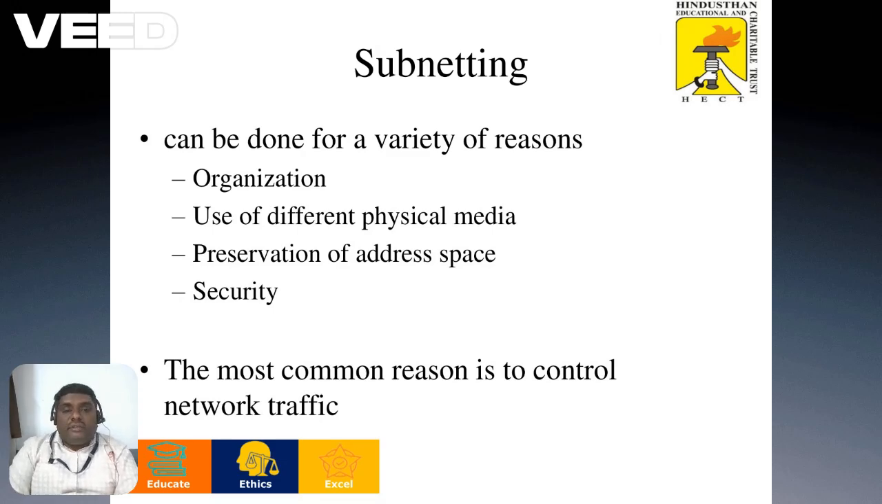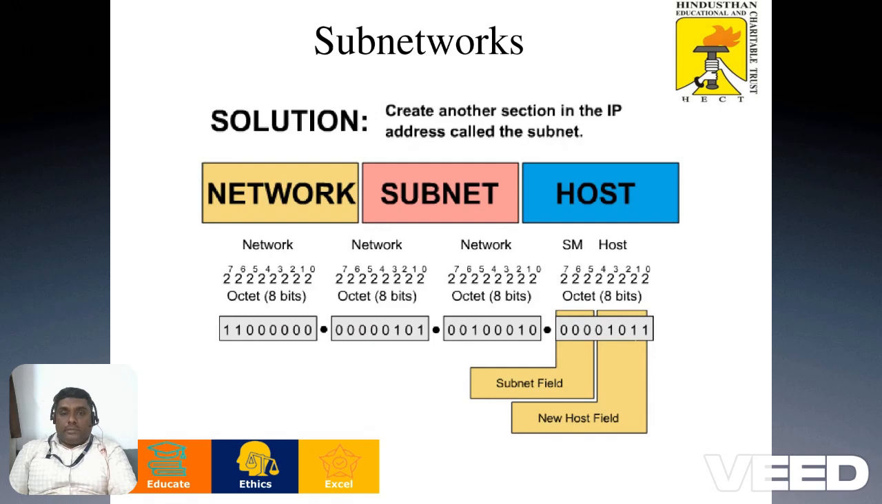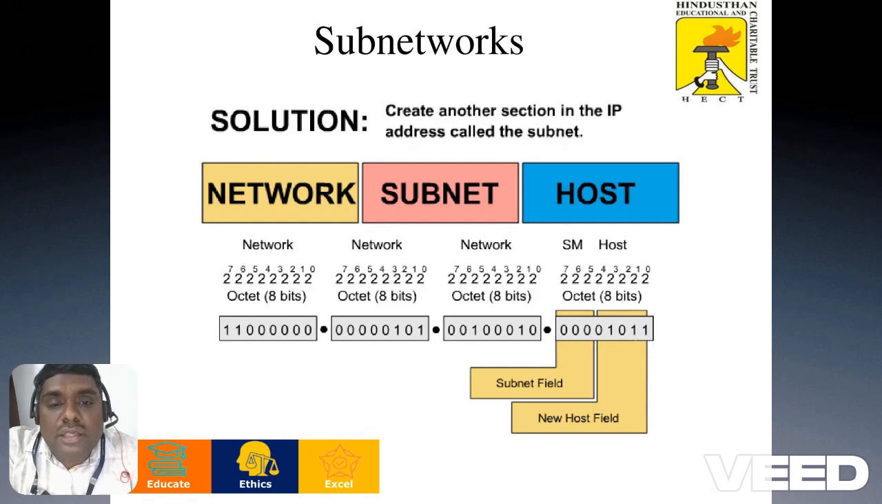Subnetting is created for a variety of reasons, like organizations, different physical mediums, preservation of address space, and security. It is mainly used for controlling network traffic. To create the subnet address, a network administrator takes bits from the original host portion and designates them as the subnet field. We have the network ID, subnet ID, and then the host ID.